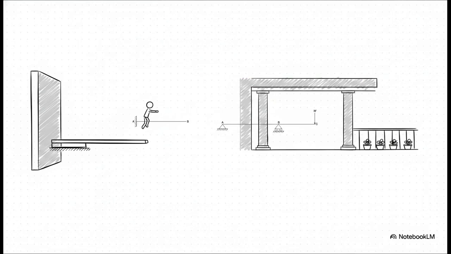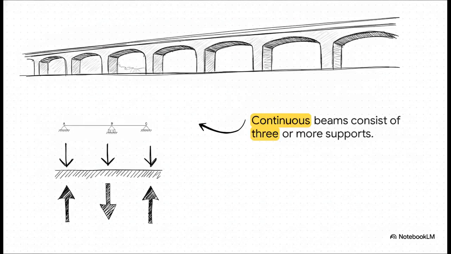Visually, here's how those setups look. Over on the left is our cantilever beam, our diving board, which is rigidly fixed at wall A. On the right is the overhanging beam, our balcony, securely supported at points A and B, but extending freely out into the air to point C. You really need to recognize these schematics instantly when you see them on your tests. And here is our continuous beam. It consists of 3 or more supports, labeled here as A, B, and C. Remember that highway overpass analogy. When you see this multi-support setup on an exam paper, you instantly know the loads are being distributed across a much longer, continuously supported span, which means it requires multiple reactions.